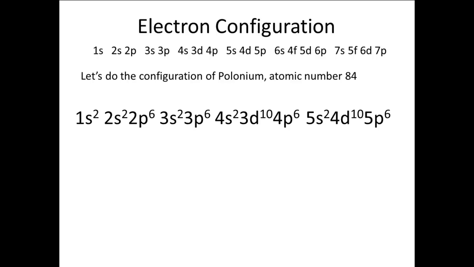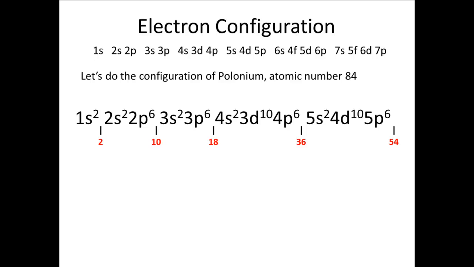With 1s2 we have 2 electrons. Adding the 2s and 2p adds 8 more, so after the 2p we have 10 electrons. Adding the 3s and 3p adds 8 more, so after the 3p we have 18 electrons. Adding the 4s makes 20, the 3d makes 30, and the 4p makes 36. Adding the 5s makes 38, the 4d makes 48, and the 5p makes a total of 54 electrons.